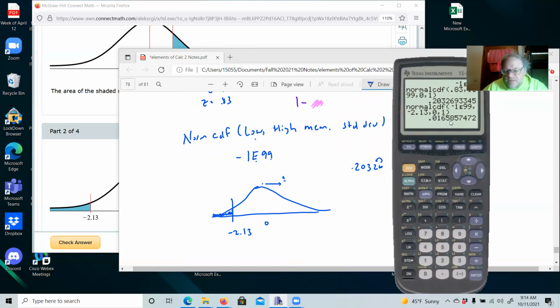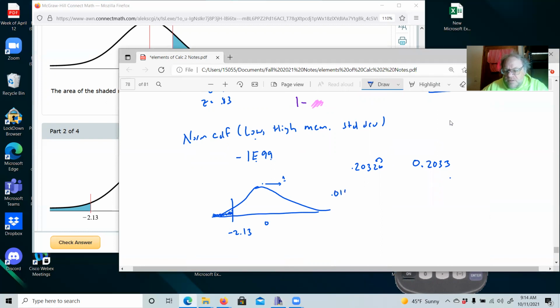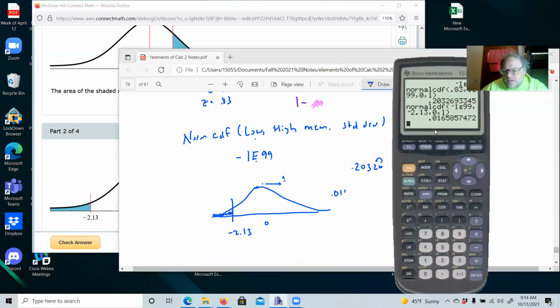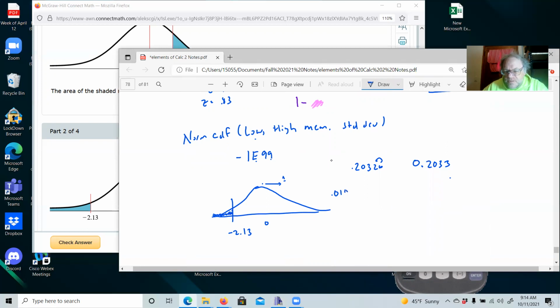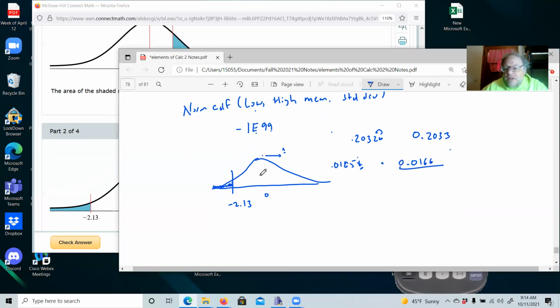0.01658. But since this is an 8, we're going to say this is 0.0166, to 4 decimal places. I'm going to calculate this a slightly different way. Instead of going all the way down, that's a lot to type in, negative 1E99. What if we just type in negative 100?